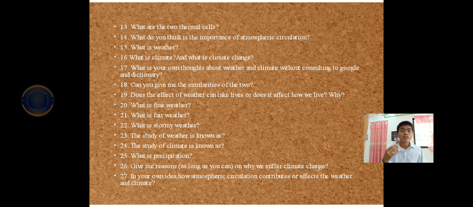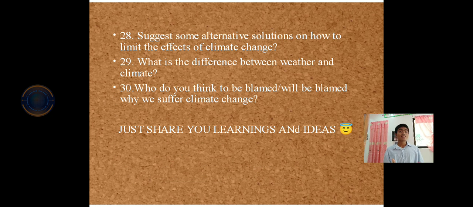The study of weather is known as, the study of climate is known as, what is precipitation? Give me reasons, as many as you can, on why we suffer climate change. In your own idea, how does atmospheric circulation contribute to or affect the weather and climate? And then, suggest some alternative solutions on how to limit the effects of climate change.